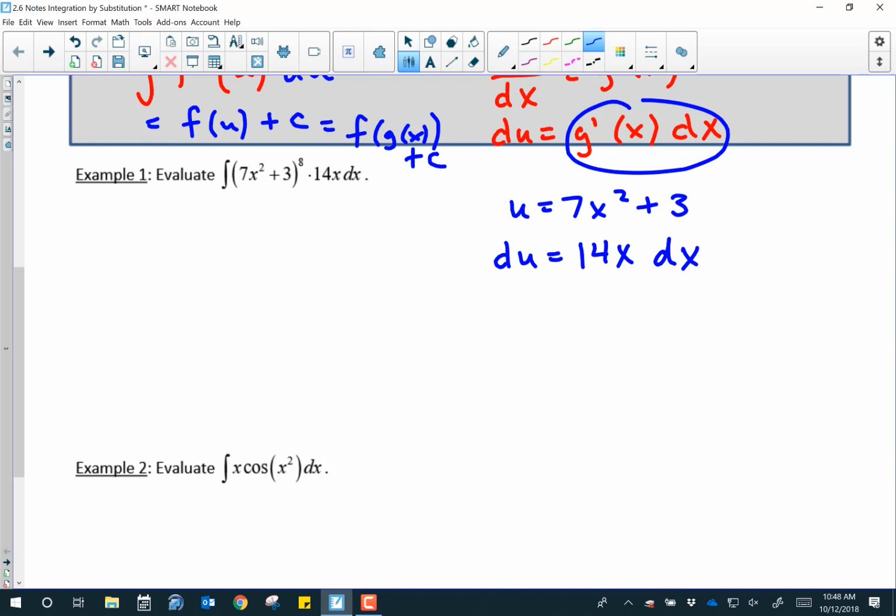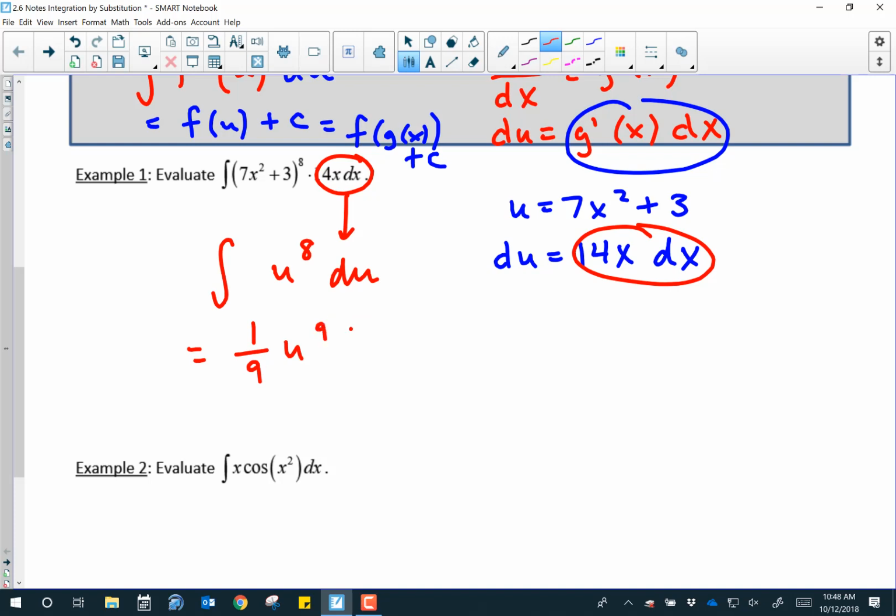Okay, so now, this one's nice and easy because they hand it to us. Du is 14x dx. So that whole piece gets replaced when I substitute with du. And so now I have the integral of u to the 8th du. So now that's a much easier integral. Okay, that's just power rule. What's the integral of u to the 8th with respect to u? 1/9 u to the 9th plus c.